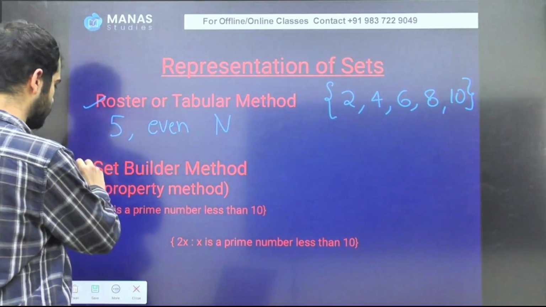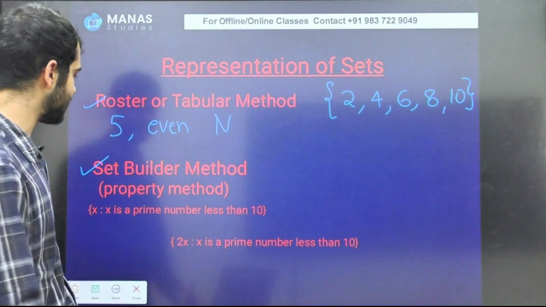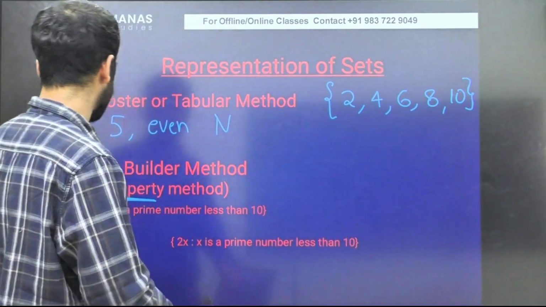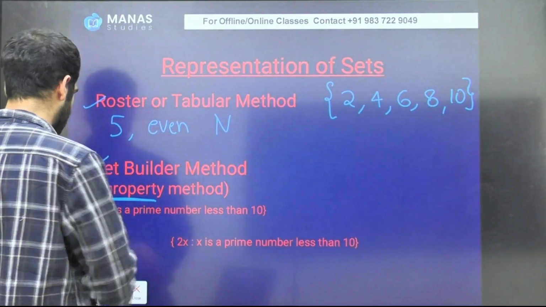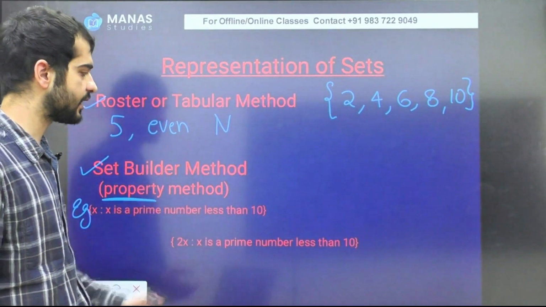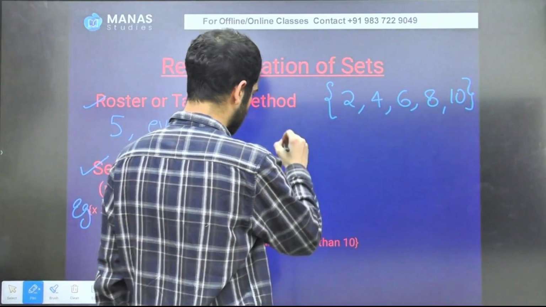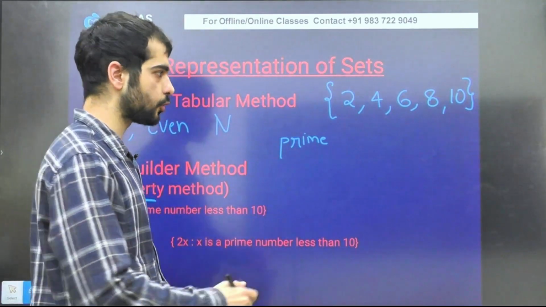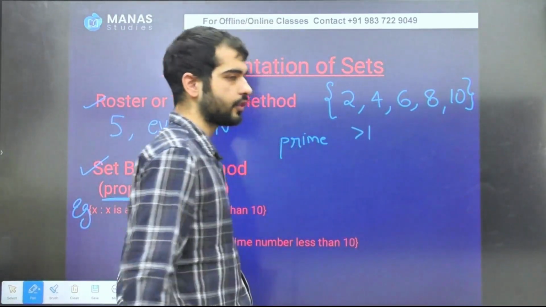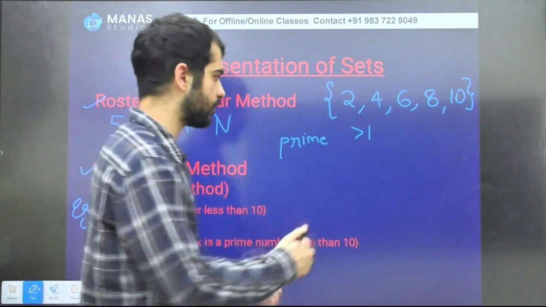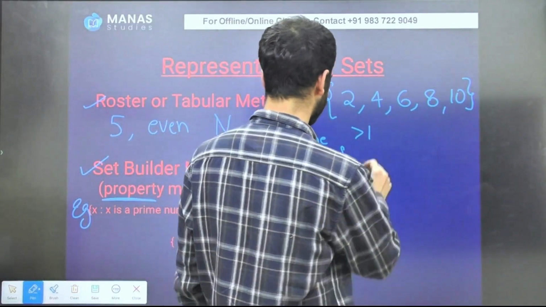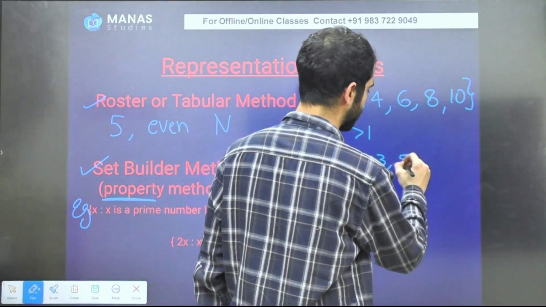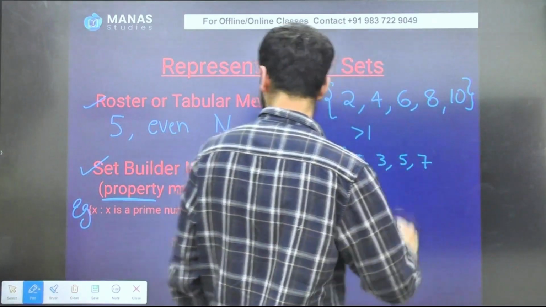Now let's move forward to the second category, that is the set builder method. In the set builder method, we mention the property by which we classify the elements. Over here, as we can see, an example which states that x is a prime number less than 10. First let's look at what prime numbers are. Prime numbers are those which are greater than 1 and have only one factor other than 1, that is themselves. So the possible primes are 2, 3, now 4 won't be a prime number, 5, 6 won't be, 7, and so on.